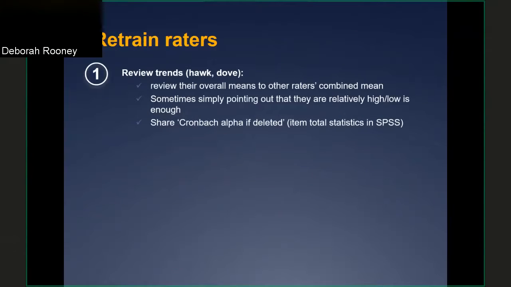Finalizing this, we need to talk about retraining raters. This does happen, and typically the way that I think about this is I like to always review the trends, definitely want to identify the hawks and doves, and if I can, reorient them and recalibrate them with just a simple conversation. What this means is I basically just look at their overall means and compare them to other raters, and sometimes just simply pointing out that they are a hawk or a dove is enough, and we allow that to happen.